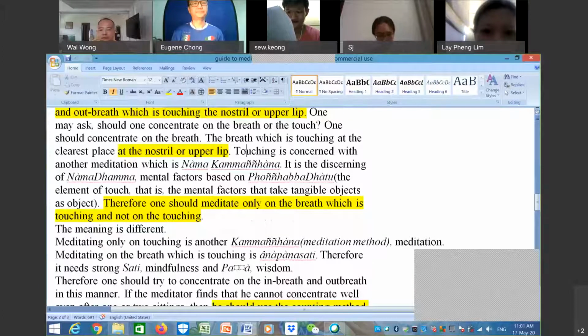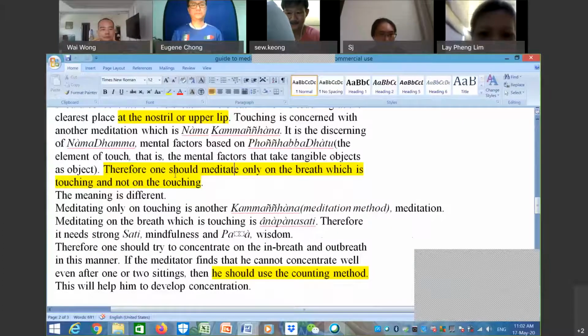Touching is concerned with another meditation, which is nama kamanhana. It is the discerning of nama dhamma, mental factors based on the element of touch, that is the mental factor that takes tangible objects as object. Therefore, one should meditate only on the breath which is touching and not on the touching.